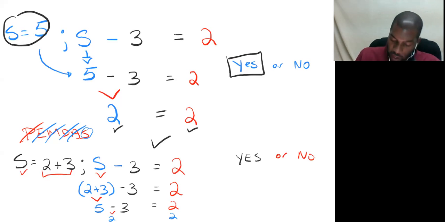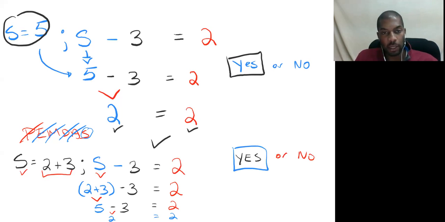2 equals 2. Therefore, yes. S could be 2 plus 3 for this situation, s minus 3 equals 2. Remember, as long as it comes out true on both sides and balanced, it will work. Let's try some other equations like this.